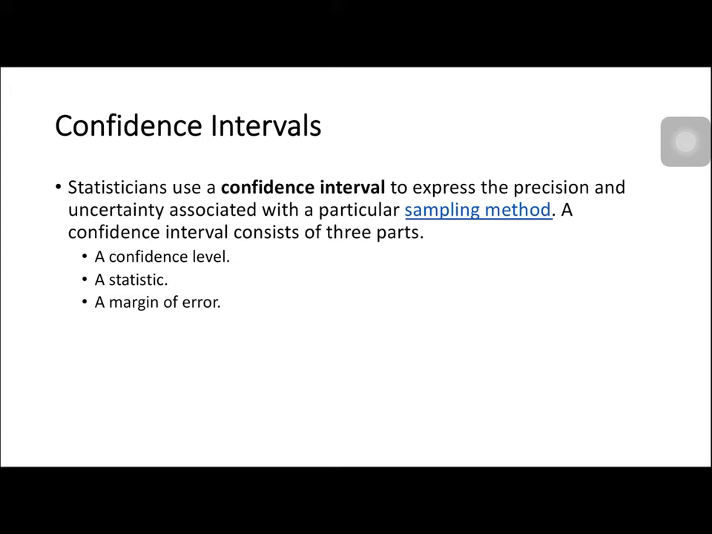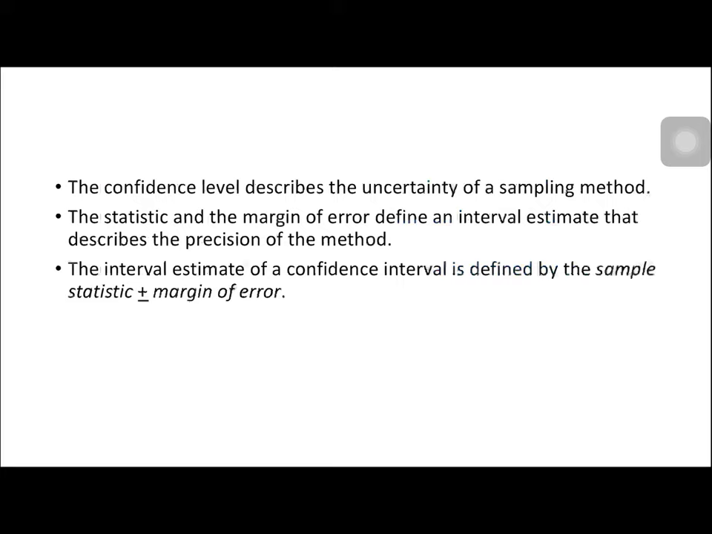For the confidence intervals, statisticians use a confidence interval to express the precision and uncertainty associated with a particular sampling method. A confidence interval consists of three parts: the confidence level, statistic, and margin of error. The confidence level describes the uncertainty of a sampling method. The statistic and margin of error define an interval estimate that describes the precision of the method. The interval estimate of a confidence interval is defined by the sample statistic plus minus the margin of error.